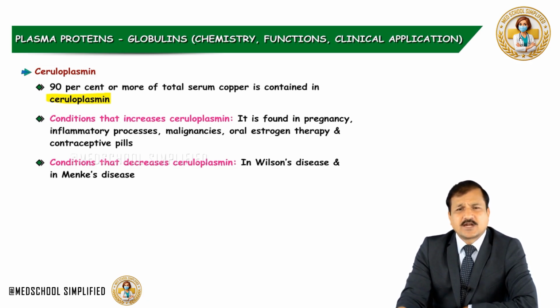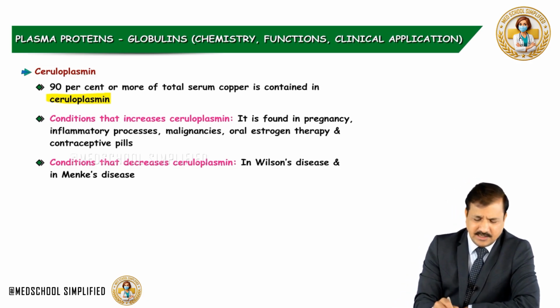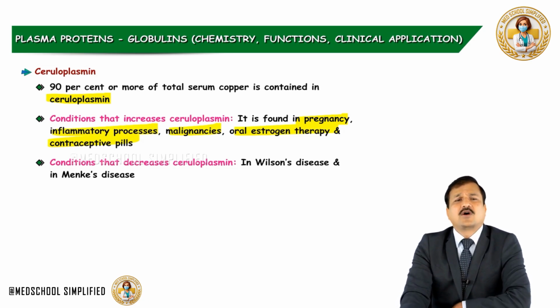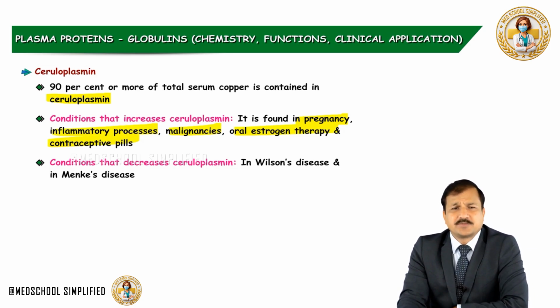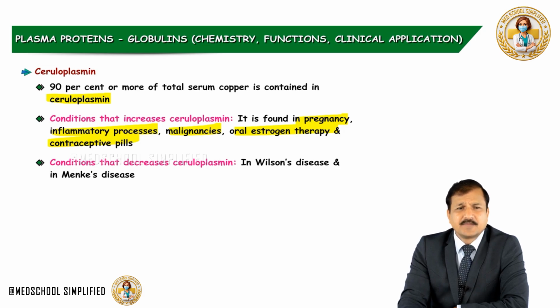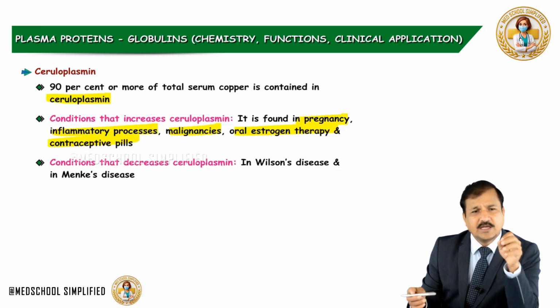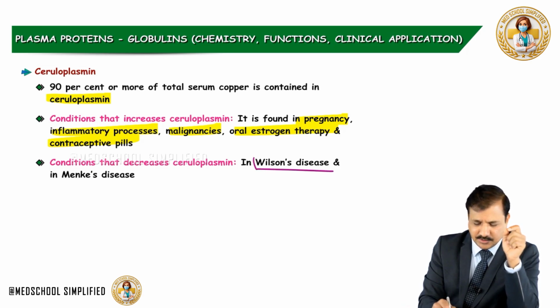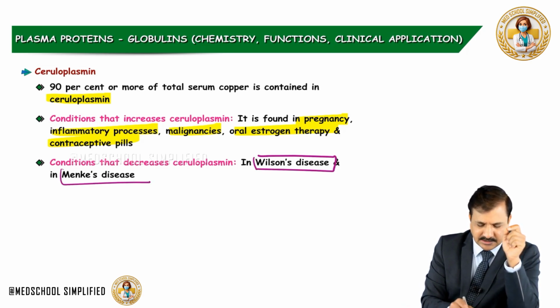Conditions that increase ceruloplasmin are pregnancy, inflammatory process, malignancies, oral estrogen therapy, and contraceptive pills, which will all increase ceruloplasmin levels in the blood. Alright, now let's move on to see conditions that decrease ceruloplasmin. So it is seen in two diseases, Wilson's disease and Menkes disease.